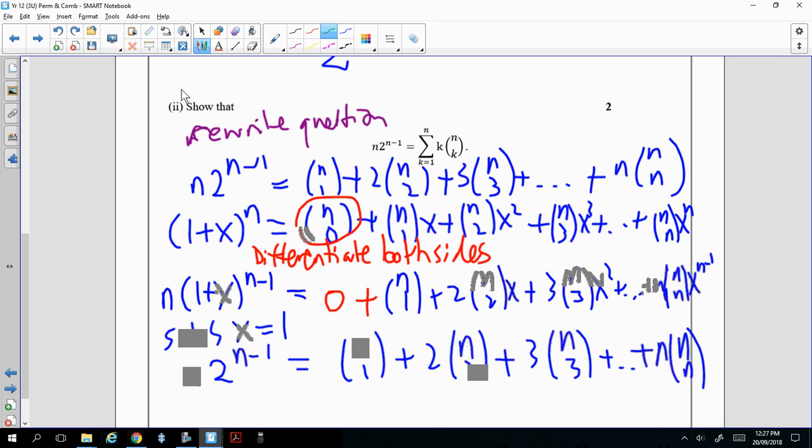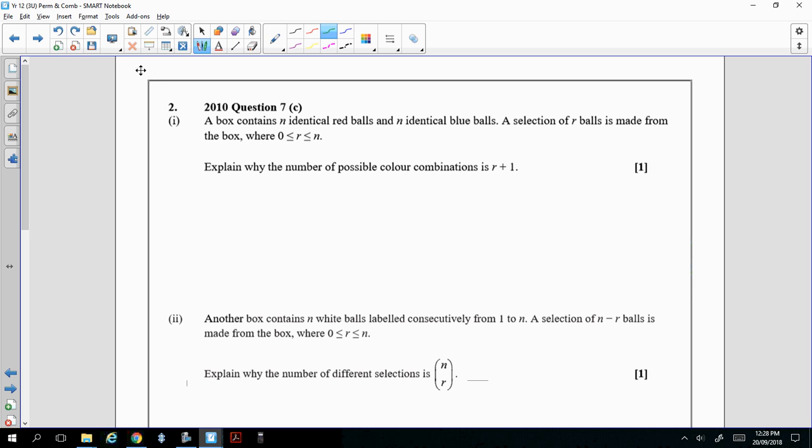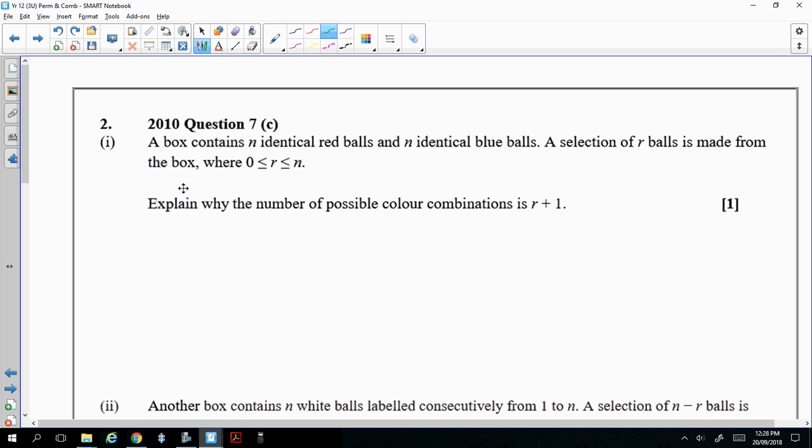All right, all good. Let's move on. I think we have enough time. You've seen it before. Okay, good. Next problem is the same question from the same paper. A box contains n identical red balls, n identical blue balls. A selection of r balls is made from the box. Explain why the number of color combinations is r plus 1.